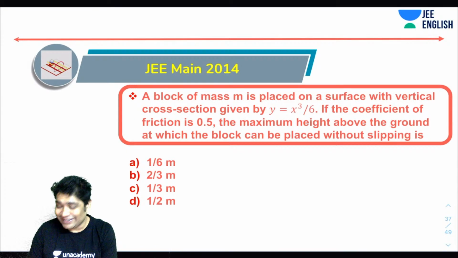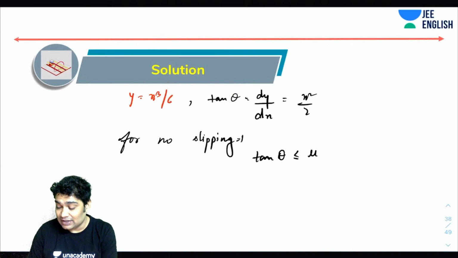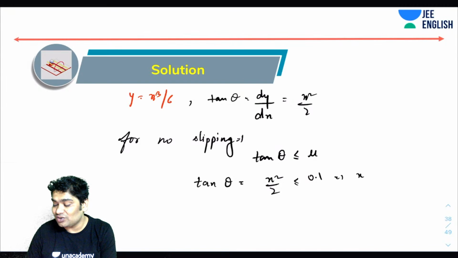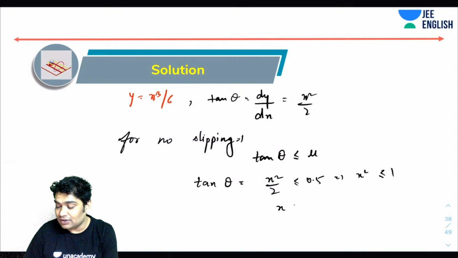What was the coefficient of friction? The coefficient of friction was 0.5. So I can say that tan theta, which is x square over 2, should be less than or equal to 0.5, which means x square should be less than or equal to 1, or I can say that x should be less than or equal to plus minus 1.